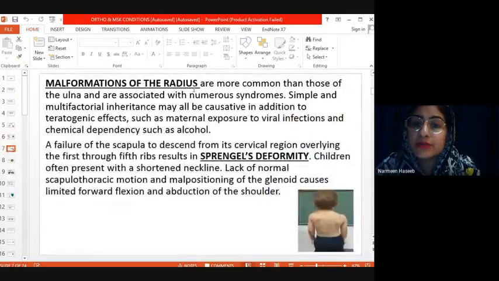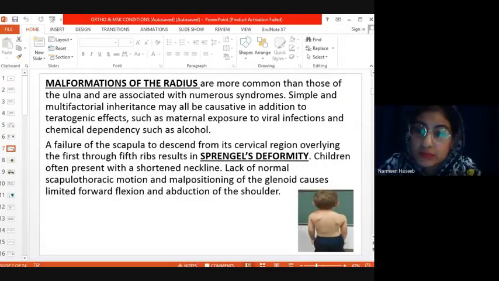Malformations of the radius are more common than those of the ulna and are associated with numerous syndromes. Simple and multifactorial inheritance may all be causative, in addition to teratogenic effects, such as maternal exposure to viral infections and chemical dependency, such as alcohol. Then we have another deformity known as the Sprengel's deformity.